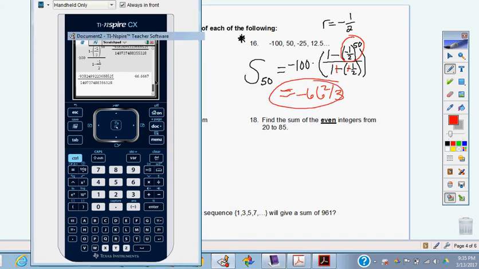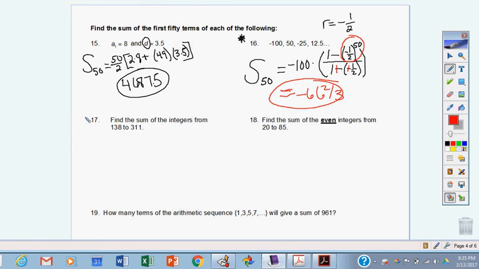All right, so here we go. This one right here, the only way you're going to screw this one up, possibly kids, is the number of terms. So remember, the number of terms, like we've said in a few of these problems, is the difference. So 311 minus 138.